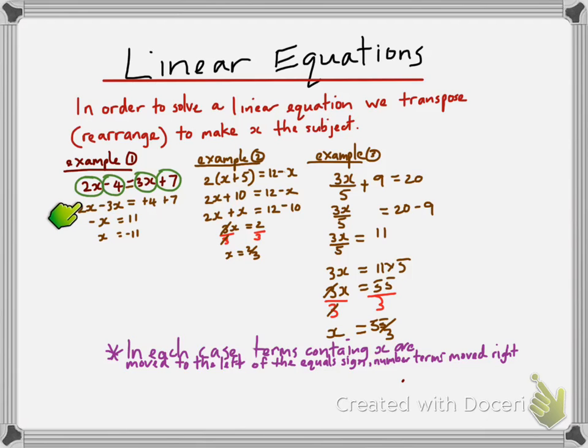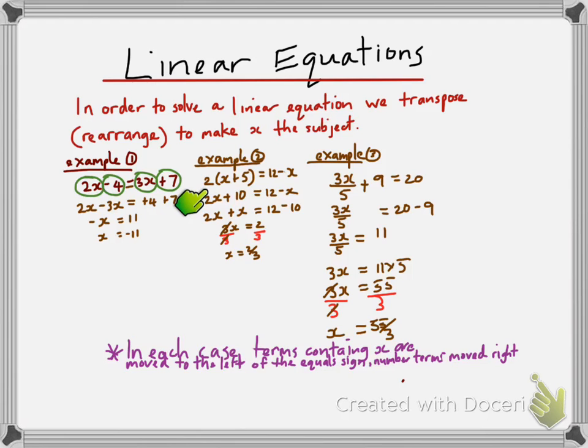So our next step is to simplify both sides. 2x minus 3x gives minus 1x. We don't need to show that one. And 4 plus 7 gives us 11. So if the negative of x is 11, then x itself must be negative 11. Let's look at a second example, and in this case we have some brackets.